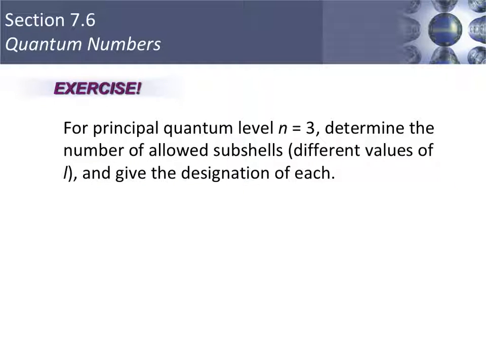For this question, it's asking if you have the principal quantum number 3, then what are the allowed values for L? L can range from 0 to n minus 1. So L can have values of 0, 1, and 2. Those are essentially the sub-levels or subshells. So 0 would be S, 1 would be P, and 2 would be D.